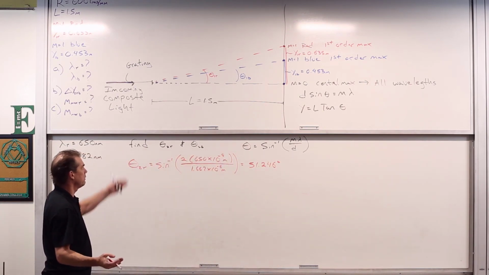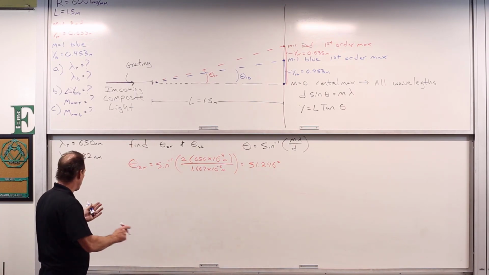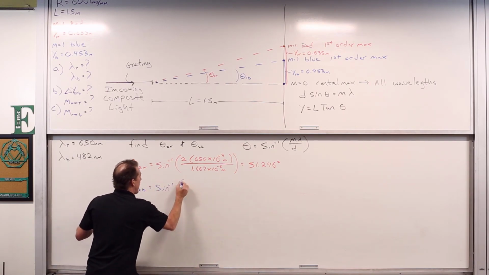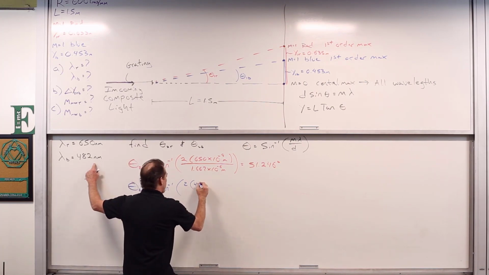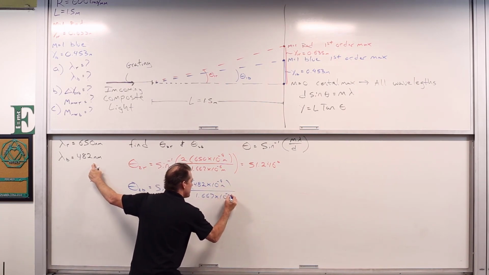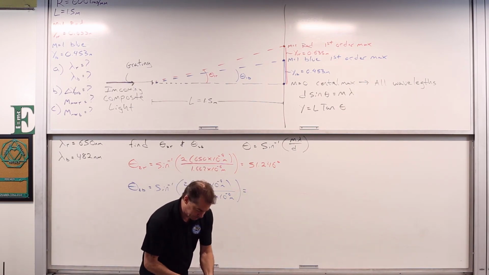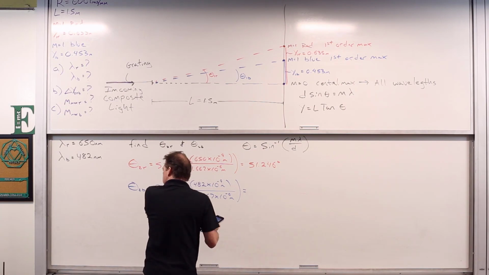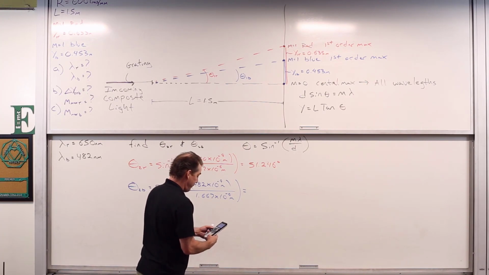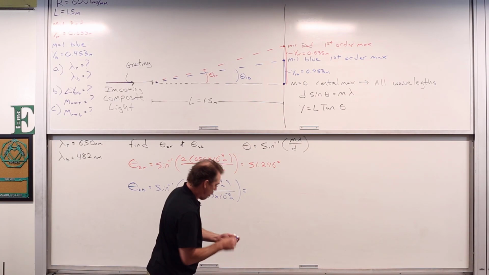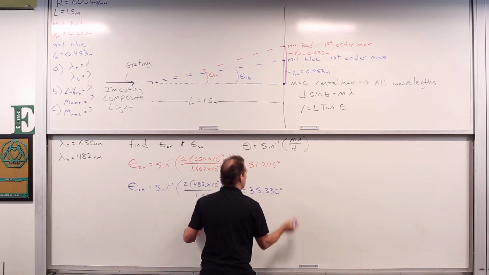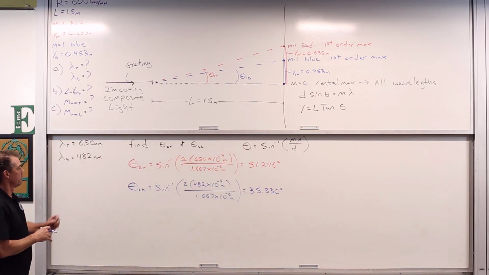No small angle approximations here. The first one was even at 22-something degrees. No small angle approximations. So let's look at the blue as well. Theta 2 blue is the arc sine of 2 times 482 times 10 to the negative 9 meters divided by 1.667 times 10 to the negative 6 meters, which gives us 35.330 degrees. So those are the angles at which the second order maxima occur.